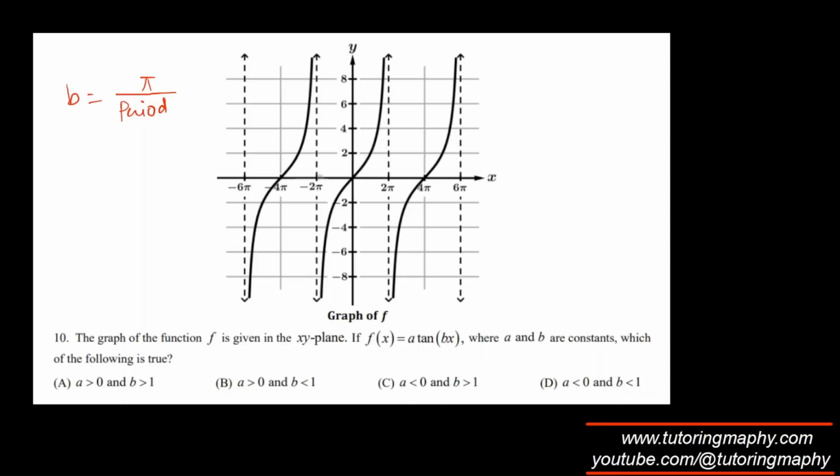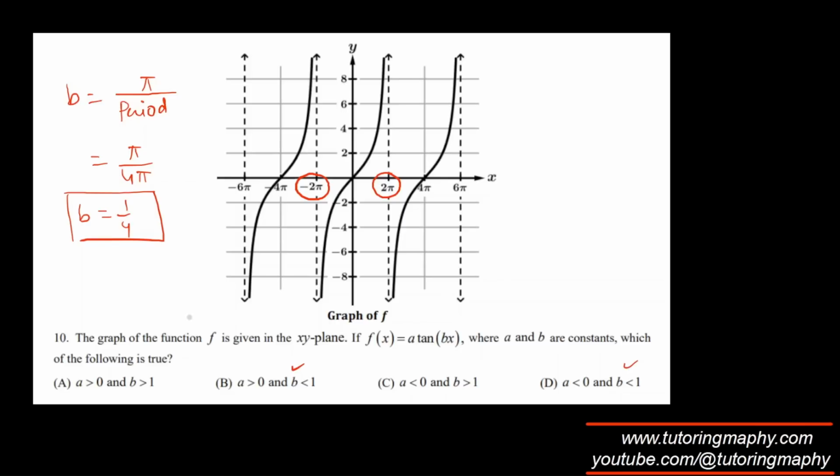What is the period? I think it's safe to say that it starts from negative 2 pi and goes all the way to 2 pi for one cycle. So the period is 4 pi. So pi over 4 pi is going to be 1 over 4. So B is definitely less than 1.